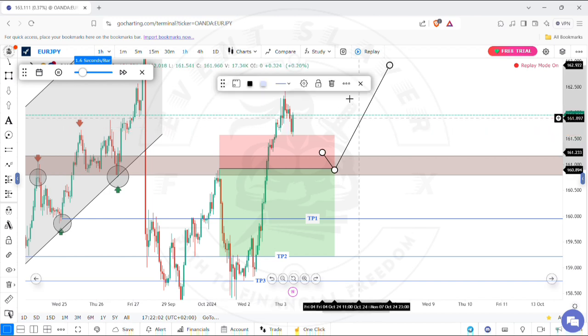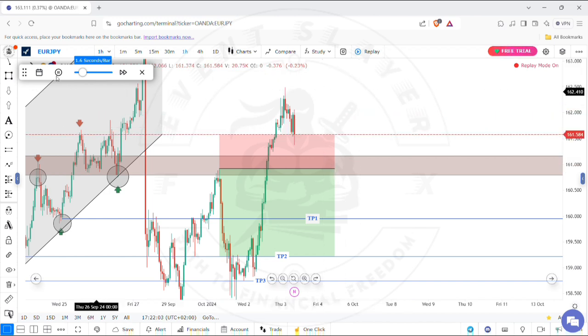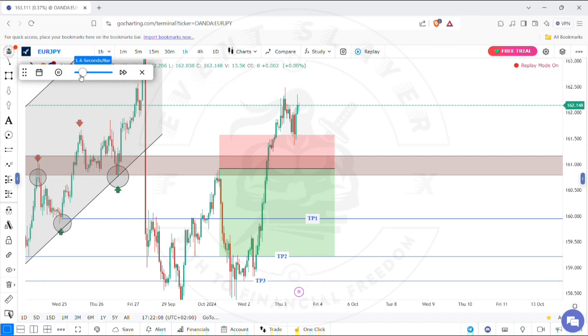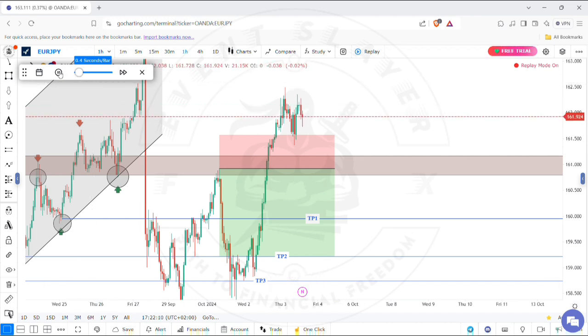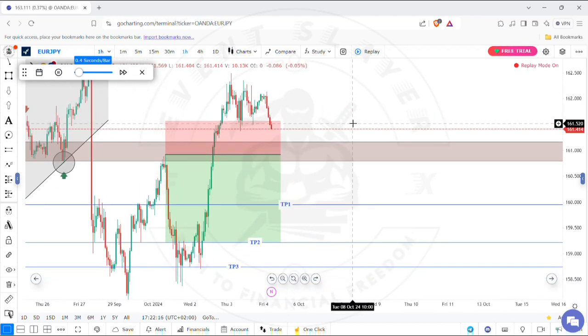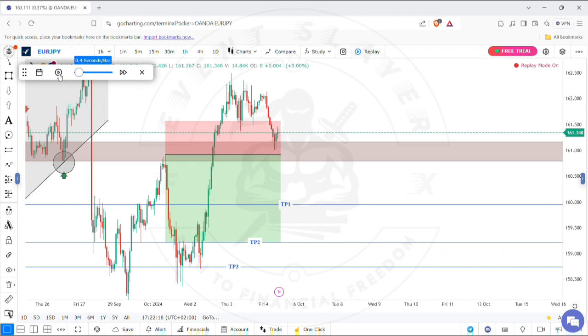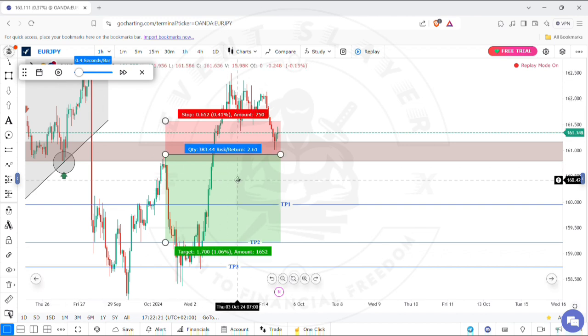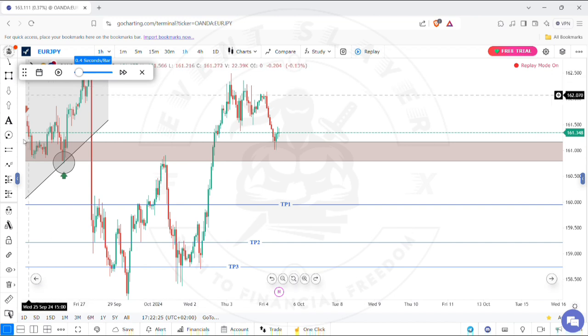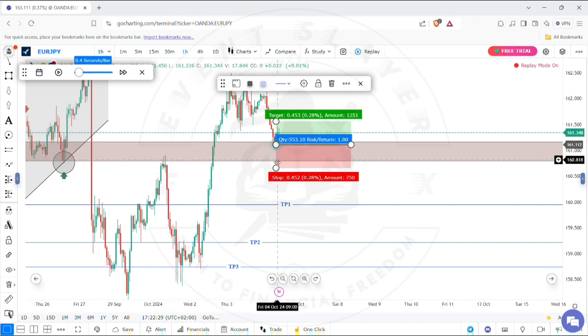Fast forwarding again as we wait for the market to come to our key area, patiently waiting. Here we are, now we are taking our buy trade. For SL, it's below the key area, giving it some space to breathe.